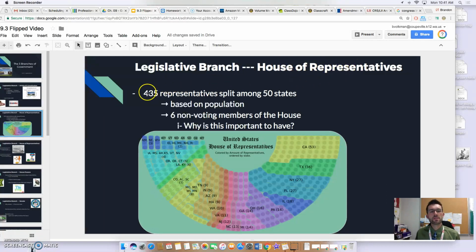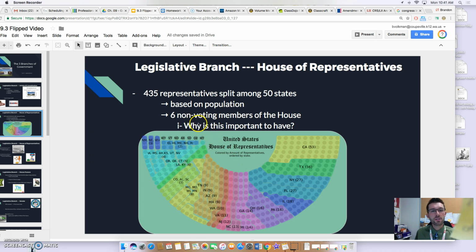Now, the House of Representatives is made up of 435 representatives that are split among the 50 states of our country. Now, the House is based upon population, and as we've talked about repeatedly over this trimester, this was done to appease the larger states. If you take a look at this picture right here, you can see quite clearly which states have the most representatives. You can also see how many states have the exact same amount of representatives. It's a very interesting picture right here. I encourage you to pause the video and take a close look at it.